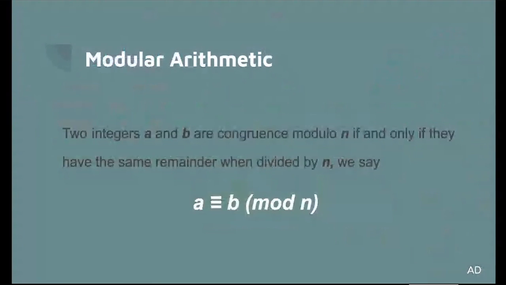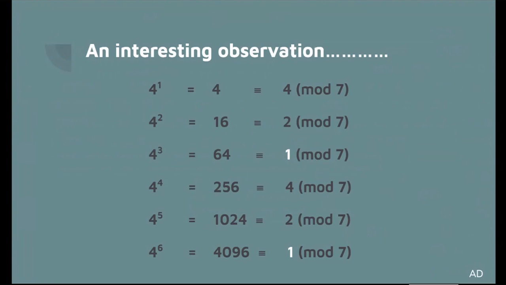In order to understand the algorithm, we must know what modular arithmetic is. We say that two integers a and b are congruent modulo n if and only if they have the same remainder when divided by n. We can use this knowledge to make an important observation.